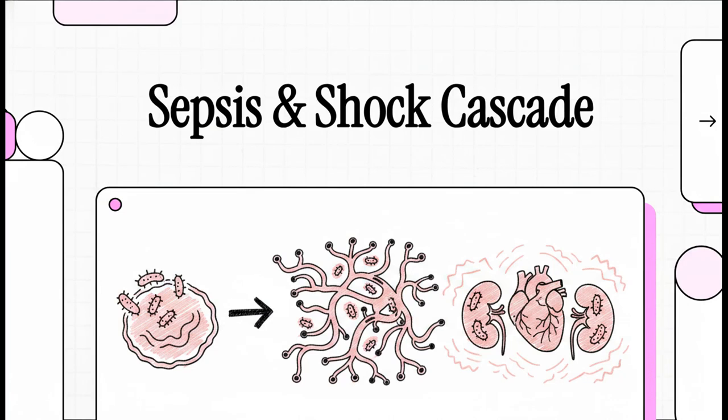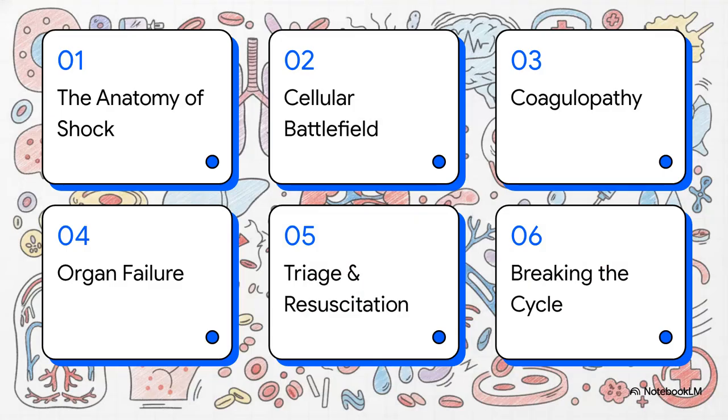Welcome to This Explainer. Today, we're jumping straight into demystifying the completely overwhelming cascade of critical illness. We're going to trace exactly how a localized infection triggers systemic, multi-organ shock. We'll be breaking down the root causes, the pathophysiology, the clinical signs, and the exact investigation and management protocols you absolutely need to know. So, here is our roadmap for today.